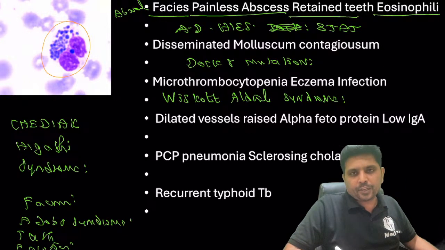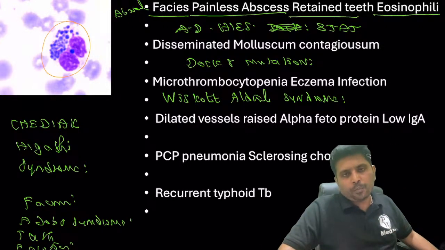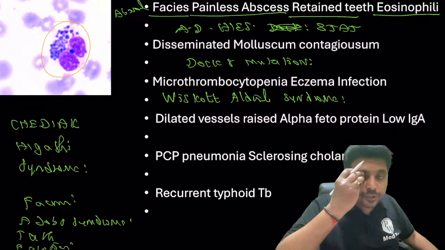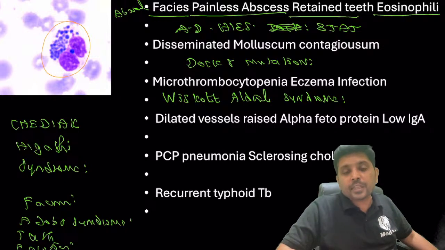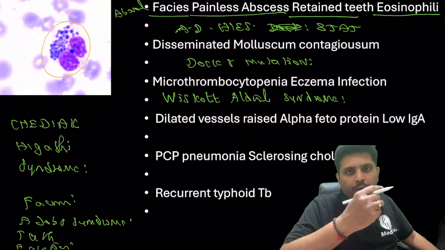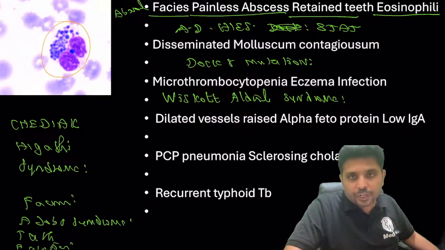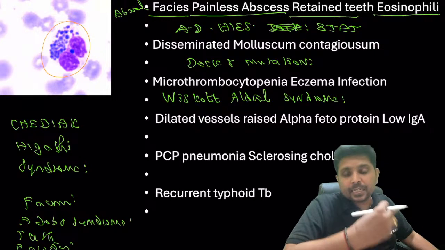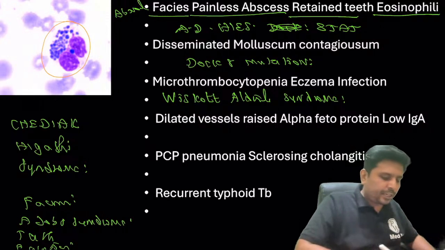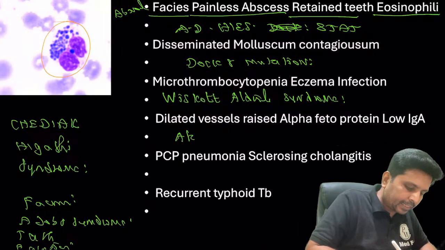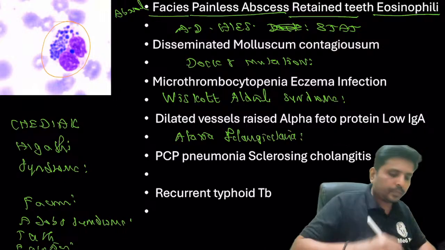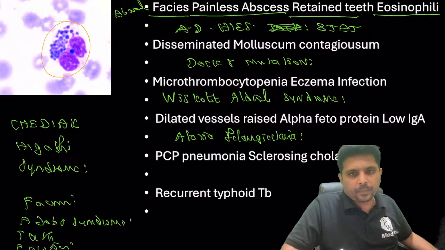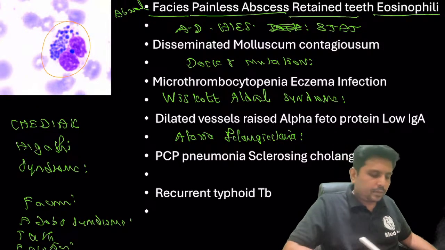When a child has ataxic gait, bronchiectasis, and you could see some dilated blood vessels in the ear lobule, in the conjunctiva, in the nose tip, with increased alpha fetoprotein and reduced IgA, that is ataxia telangiectasia.